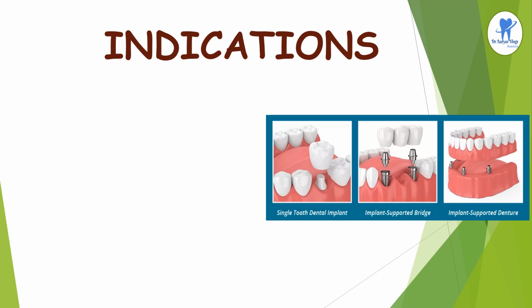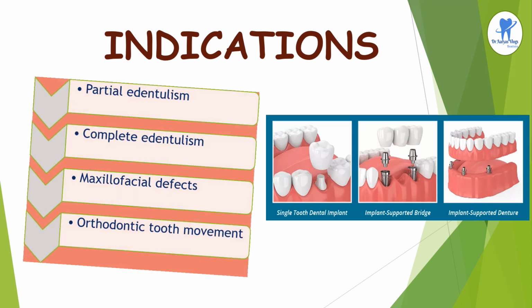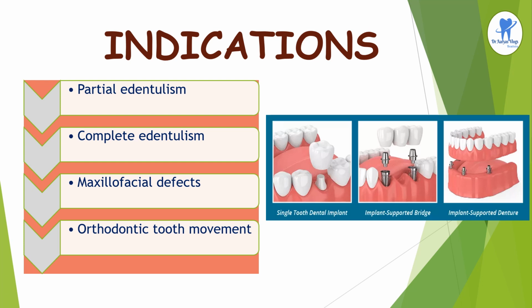Let's see what are the indications for a dental implant. These dental implants can be used to support any kind of prosthesis. It may be removable, fixed, full arch or segmented. And it is used for any tooth replacement also. So based on use, the primary indications for implants are partial edentulism, complete edentulism, maxillofacial defects and orthodontic tooth movement.